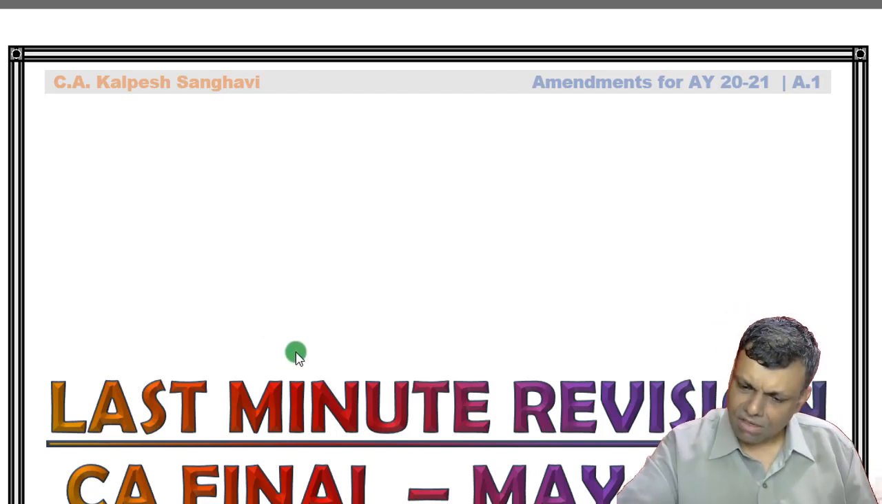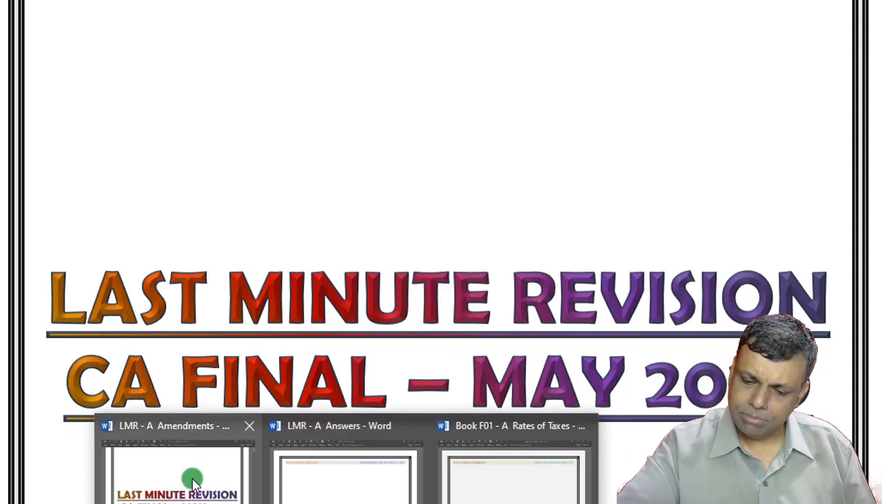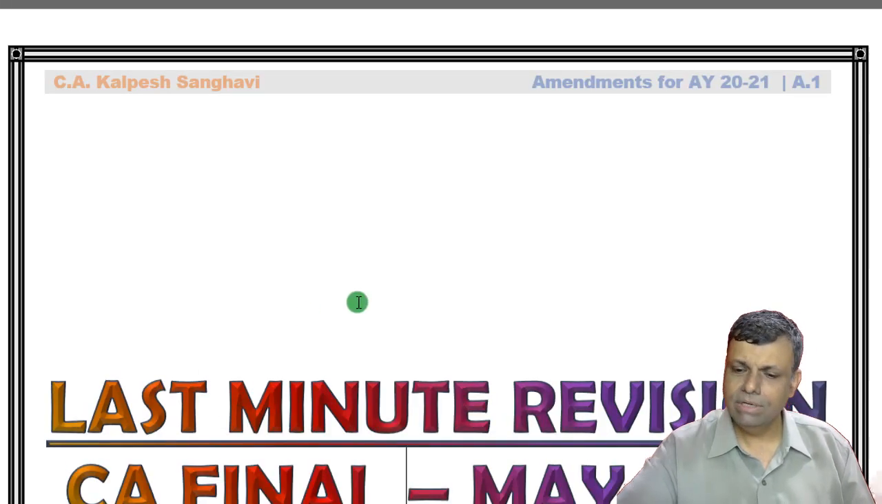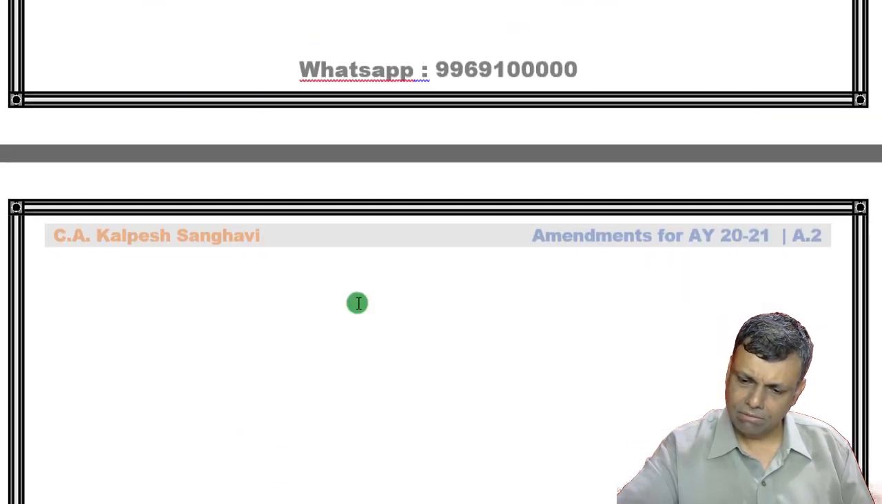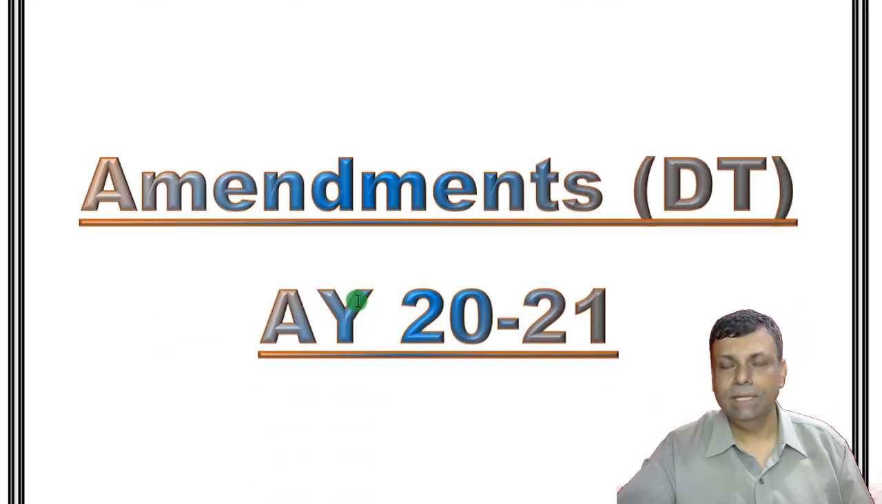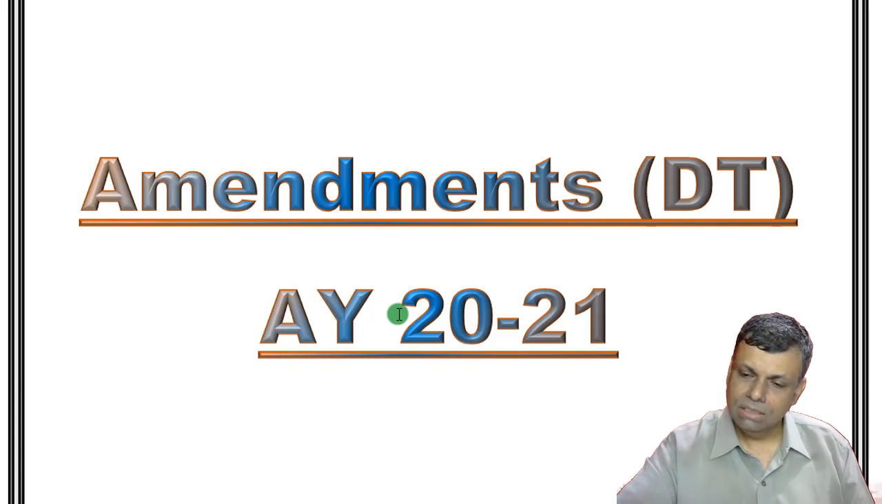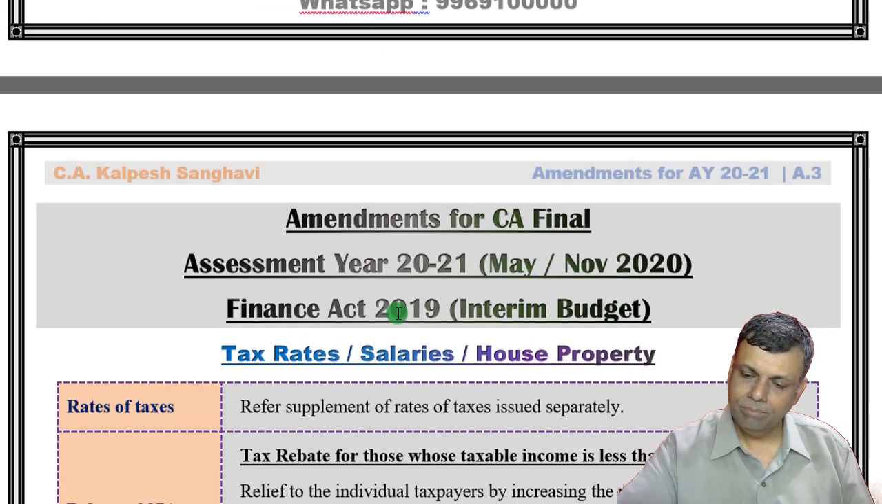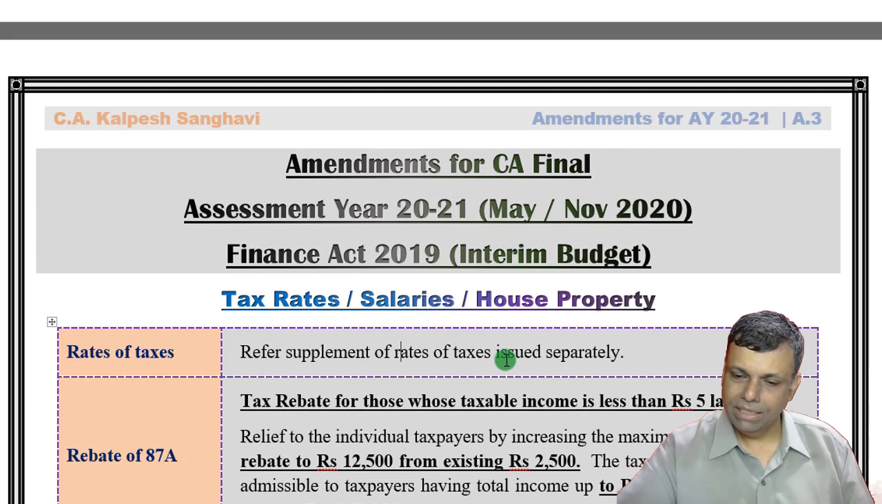First of all friends, this is a material which I have already given. See, one booklet on the amendments that I have already given to you. This is amendments for DT. This booklet is already shared with the students. However, some portion of this particular booklet may not have been shared. The reason being that this is only a revision class, so only that revision material will be shared. There is no point in sharing all the material, because this is not a regular class where everything will be dumped on you. So only that revision booklet: amendments assessment year 2021. And this is the beginning of this particular booklet.